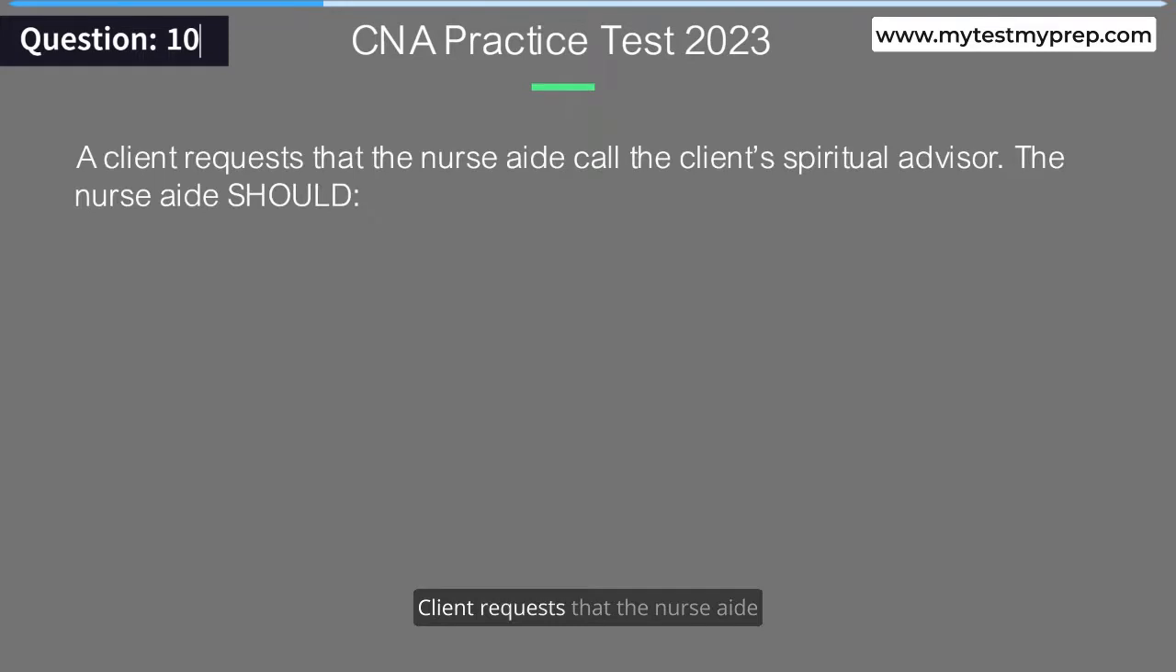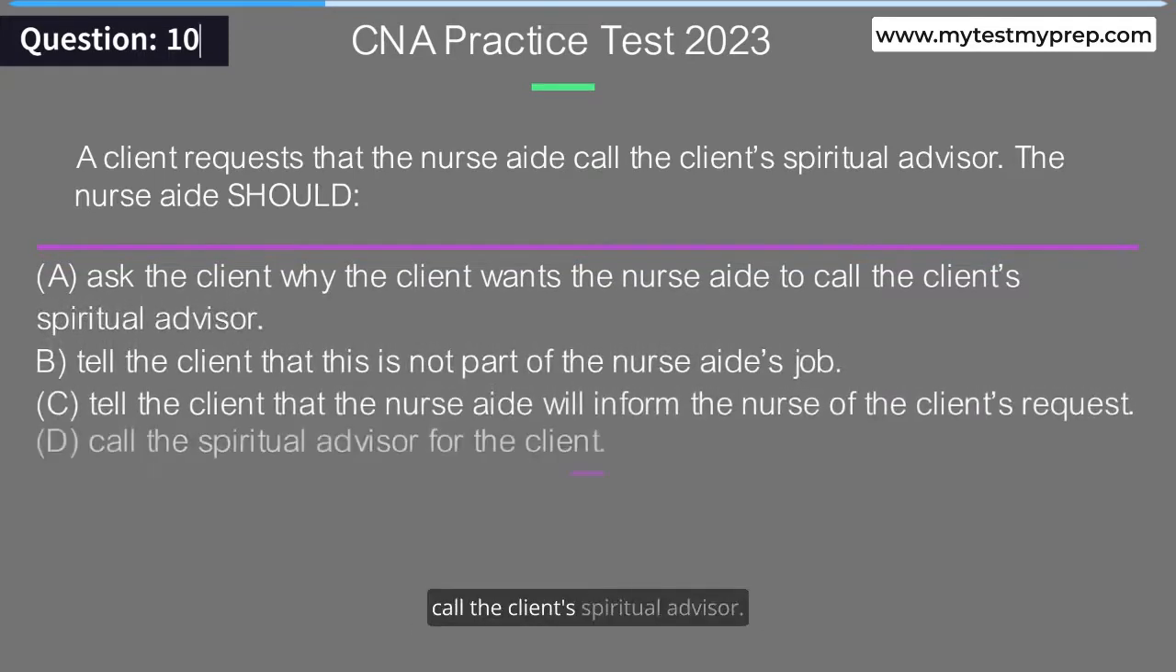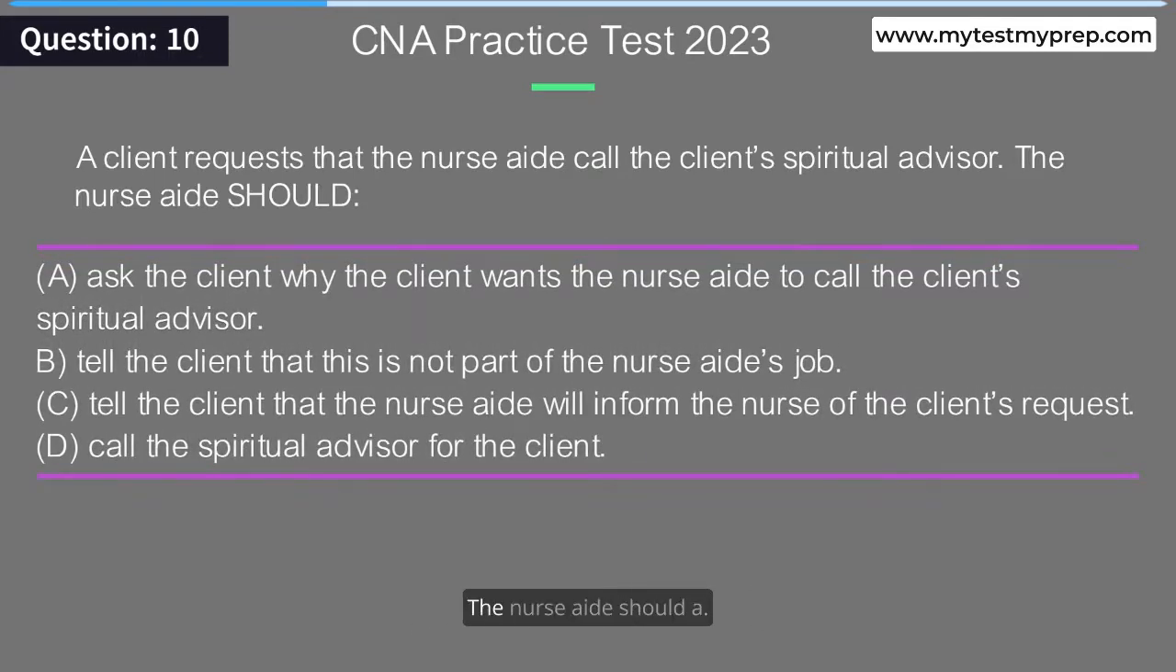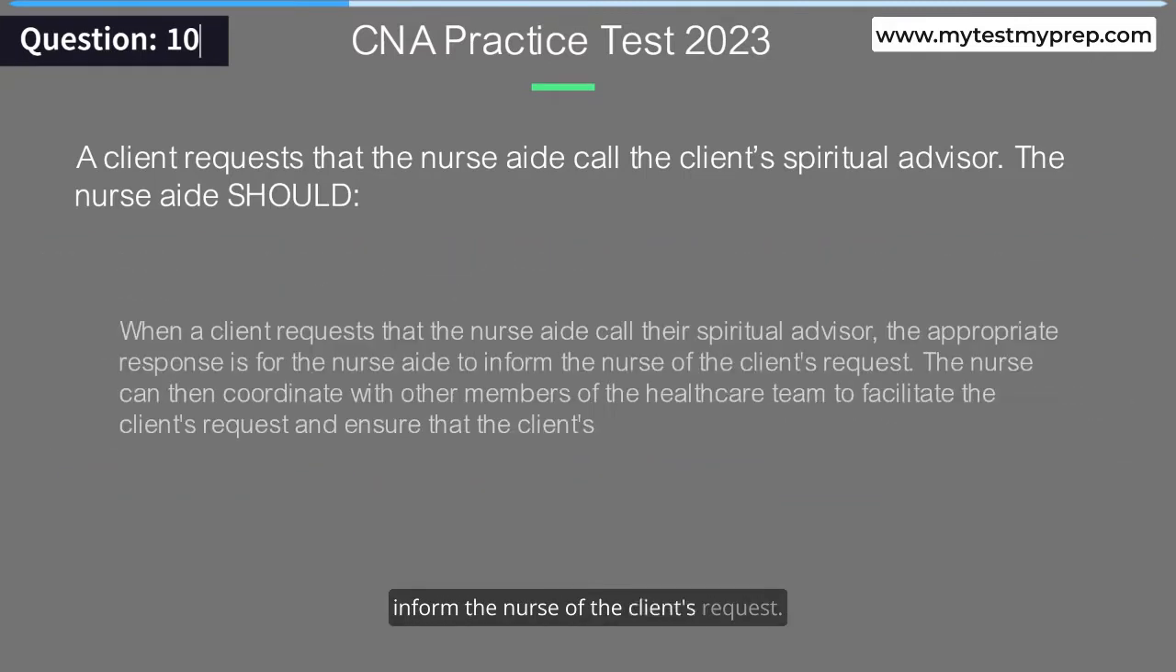A client requests that the nurse aide call the client's spiritual advisor. The nurse aide should: A. Ask the client why the client wants the nurse aide to call the client's spiritual advisor. B. Tell the client that this is not part of the nurse aide's job. C. Tell the client that the nurse aide will inform the nurse of the client's request. D. Call the spiritual advisor for the client. Answer: C. Tell the client that the nurse aide will inform the nurse of the client's request.